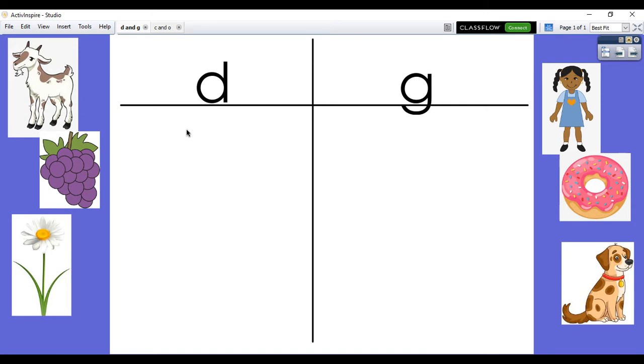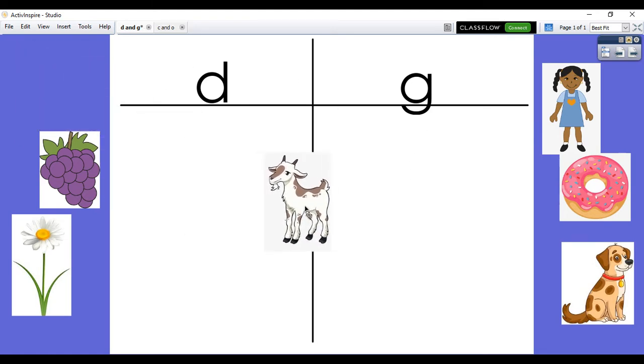This week we've been learning about the letter D, which says D, and G, which says G. I want you to listen to these words and decide if it belongs on the side with the D, a word that starts with the D sound, or does it go with the G, words that start with the G sound. Listen carefully and say the words to yourself.